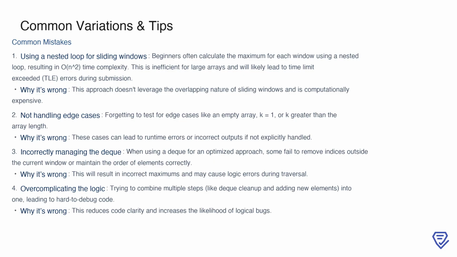Scenarios such as an empty array, a window size of 1, or a window size larger than the array itself can cause runtime errors or incorrect outputs if not explicitly addressed. Additionally, errors in managing the deque, such as failing to remove indices that are no longer within the current window or not maintaining the correct order of elements, can result in incorrect maximum values. Finally, overcomplicating the logic by combining multiple steps, like deque cleanup and adding new elements, may make the code harder to debug and reduce its clarity, which can lead to logical bugs during implementation.